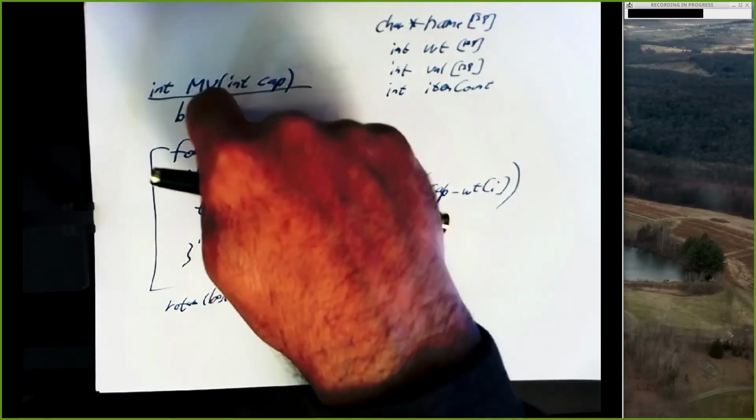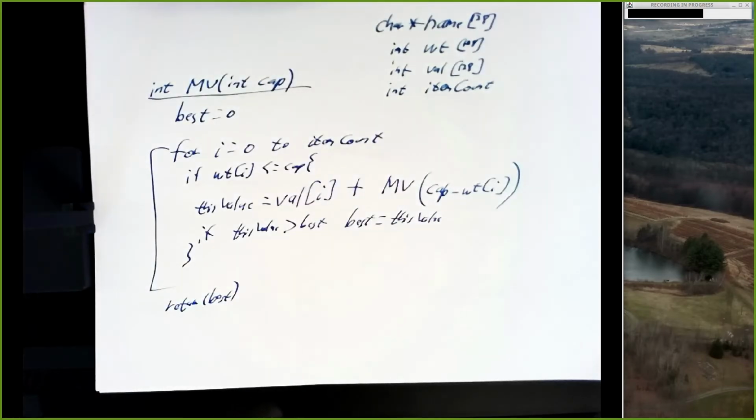Alright, what will this function return if my capacity is 0? What'll it do? It should return 0, right? Why is that? Well, the i is going to be 0, and best is already set to 0, so it's not going to do anything in the for loop. So it's just going to return 0.